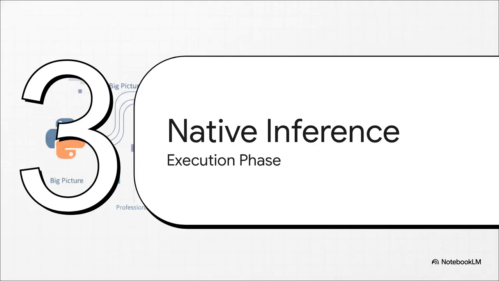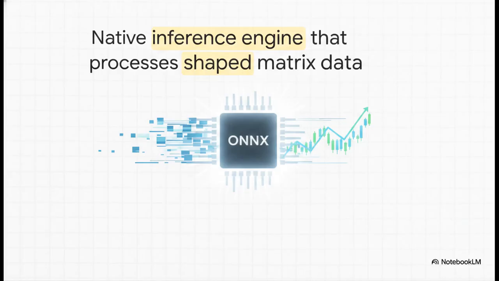Let's look at Phase 3, Native Inference in Execution. This is where we arrive at the execution phase, the true engine room of our expert advisor. The OnnxRun function is your native inference engine. It takes that perfectly shaped matrix data and processes it to generate live trading predictions. What is absolutely incredible here is that it calculates these outputs in real time as new market ticks arrive, completely inside the MQL5 ecosystem.